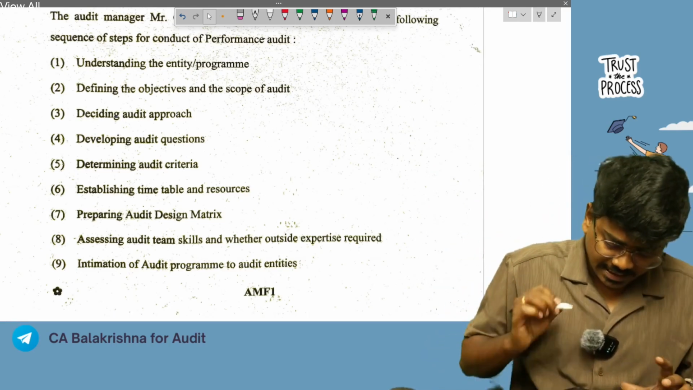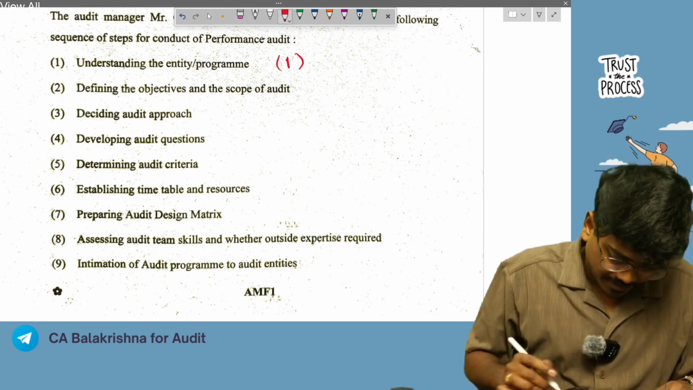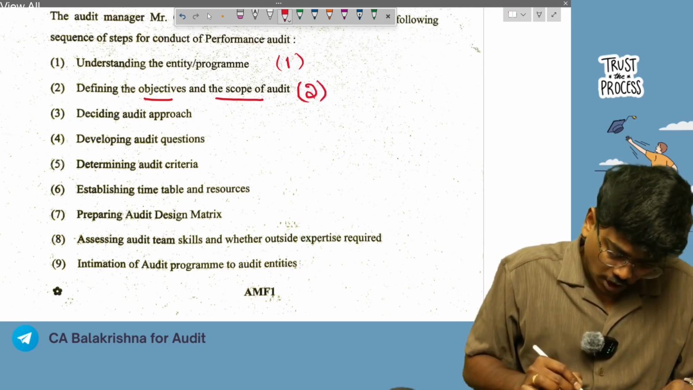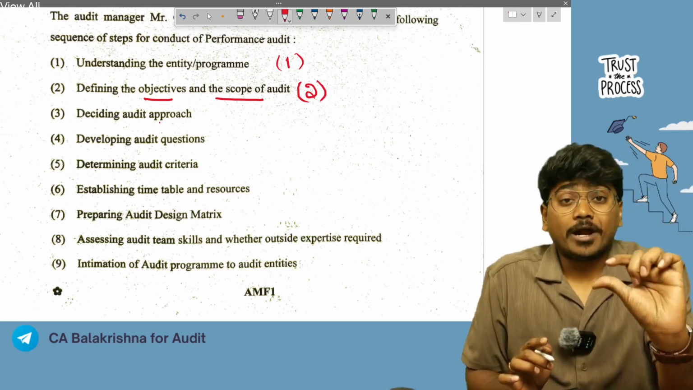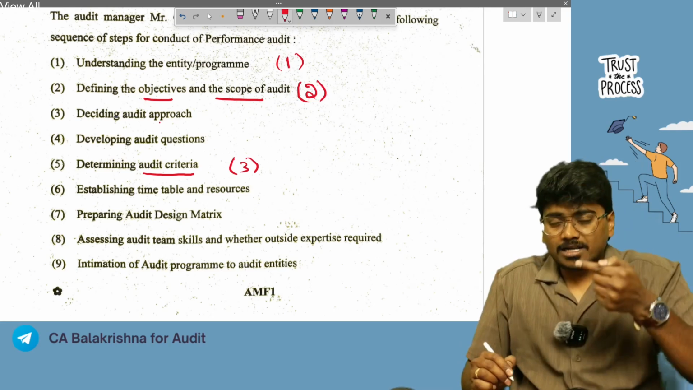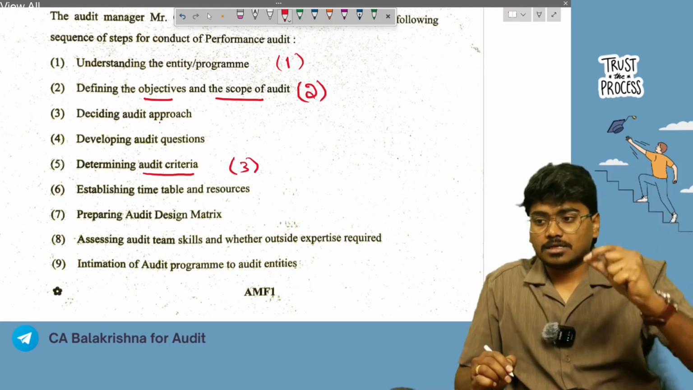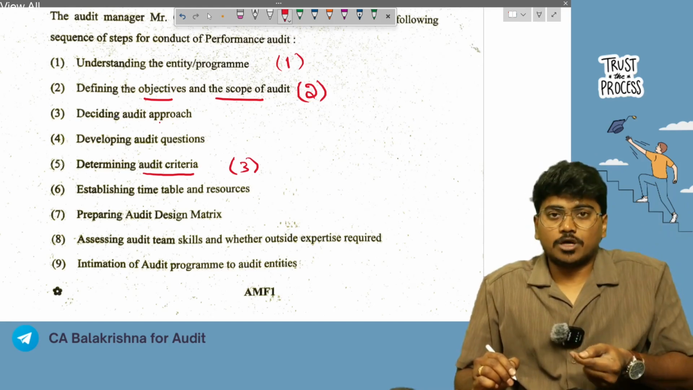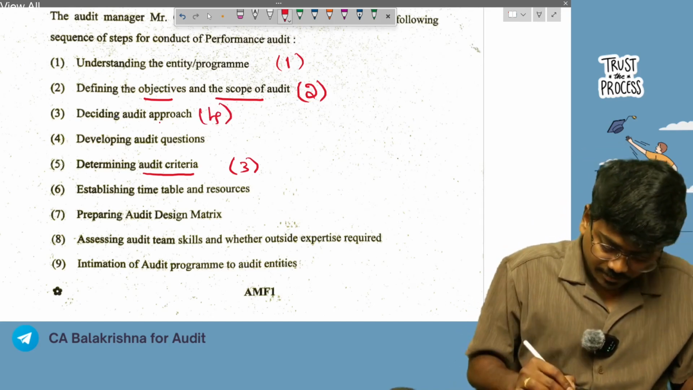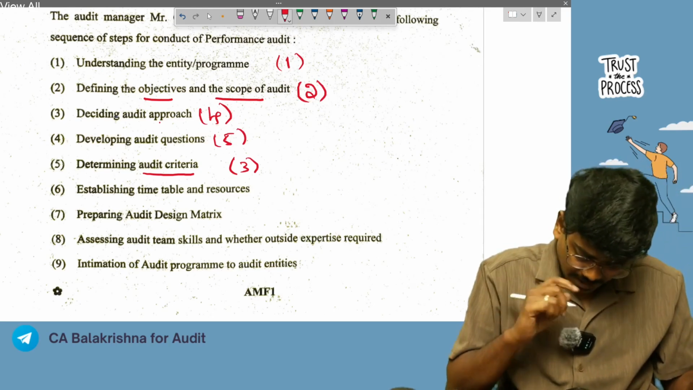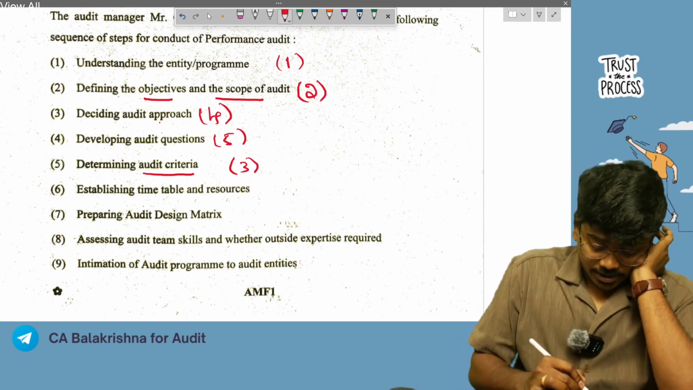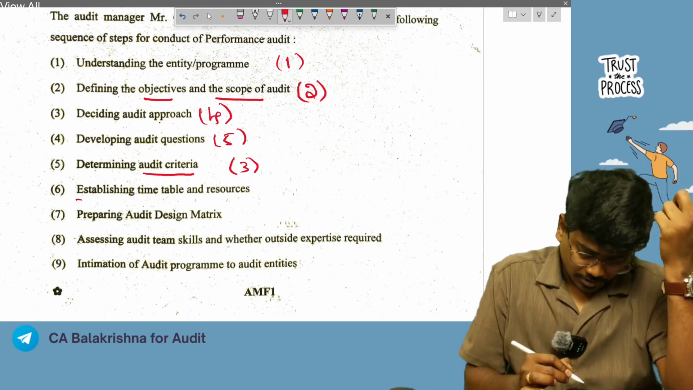Let us see. Understanding the entity and program. Yes, this you will perform first. Next, defining objective and scope. Yes, you will perform this next. After this, deciding audit approach. No, you will not decide audit approach, you will decide audit criteria. You see where the audit criteria is, here it is. So third, see this order you can find in our book. In whatever order the points have been given, you need to arrange them in the same order. So you will determine the criteria. After determining the criteria, you will go for audit approach. Next, you will develop audit questions, and after developing audit questions, establishing timetable and resources they have given, but this step you will perform before the last step, so this is not correct.